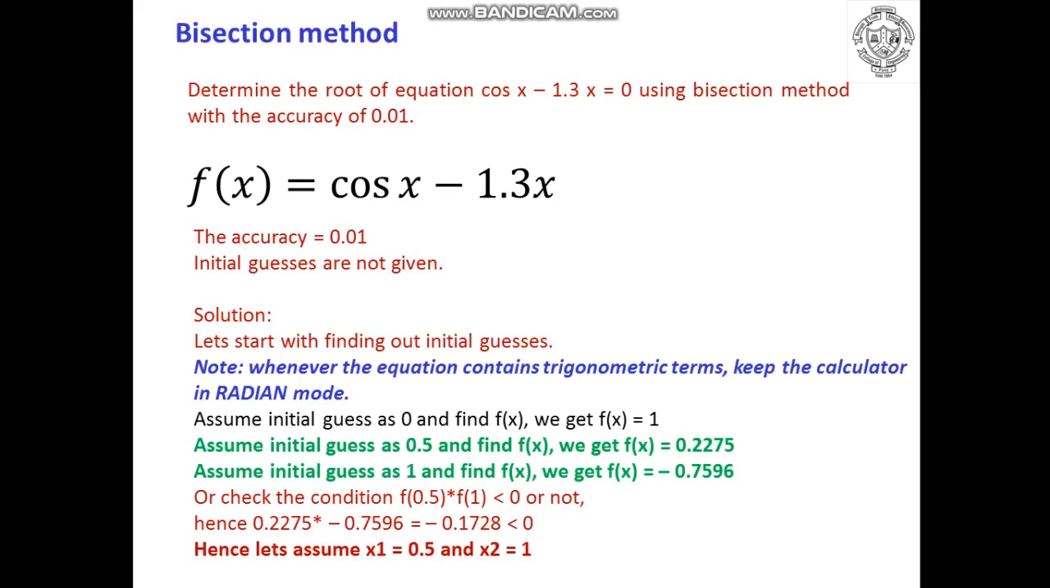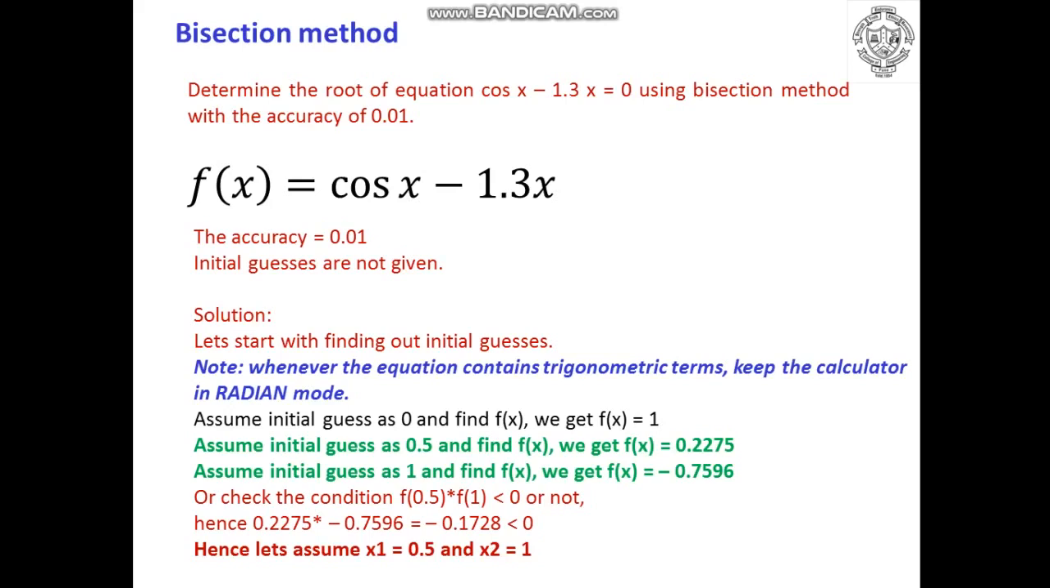Now there is one important note that whenever the equation contains trigonometric terms, keep the calculator in radian mode. So now here our equation contains trigonometric term as cos x. You must keep the radian mode on your calculator.